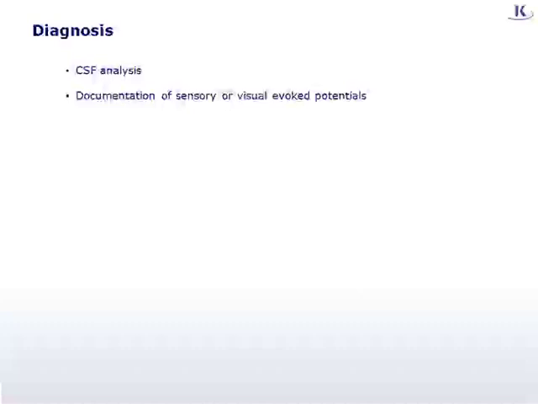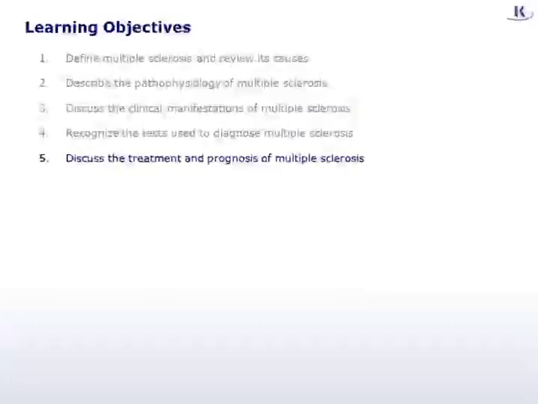When white tracts are demyelinated, conduction of an impulse is either blocked or extremely slow. This can be demonstrated with the help of electrodes recording potentials from affected parts of the brain after visual or sensory stimulation. Let's discuss our fifth learning objective, the treatment and prognosis of multiple sclerosis.